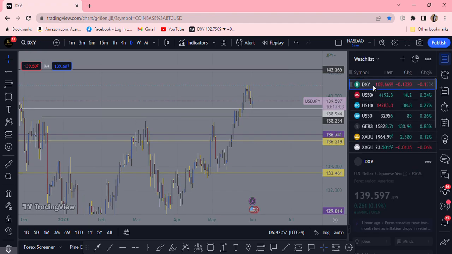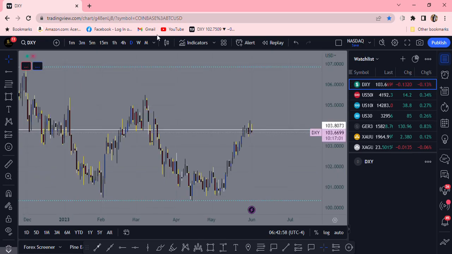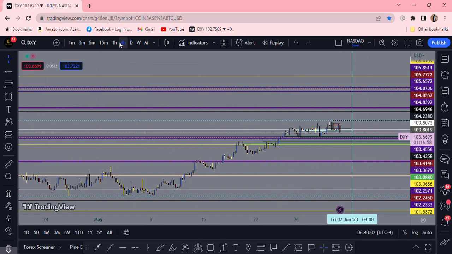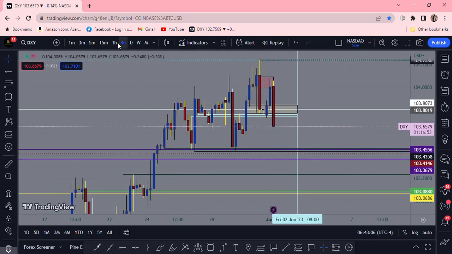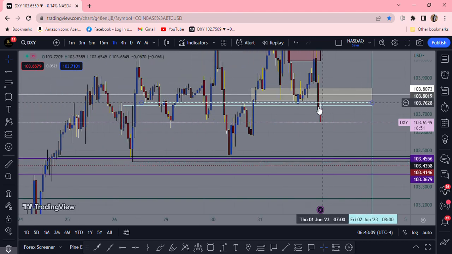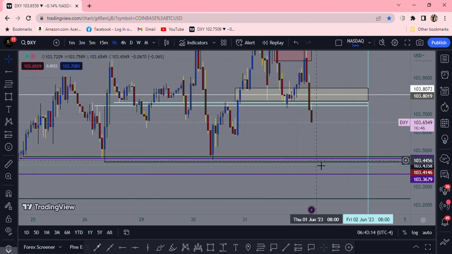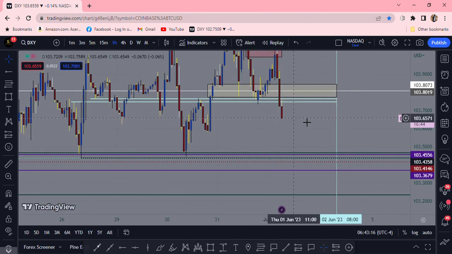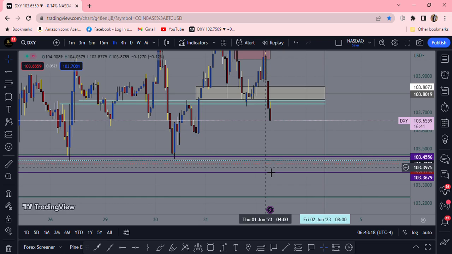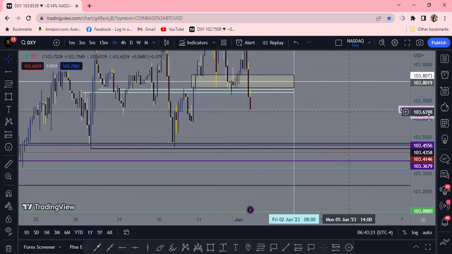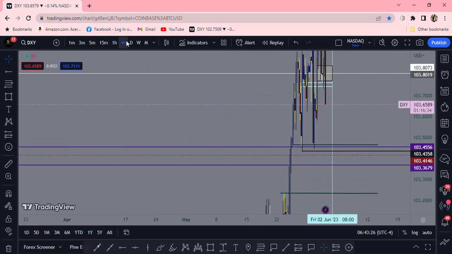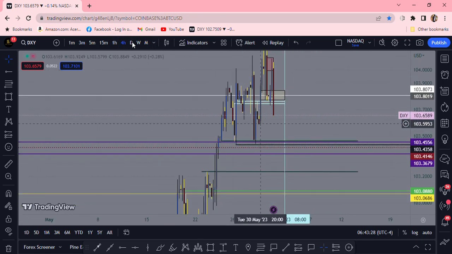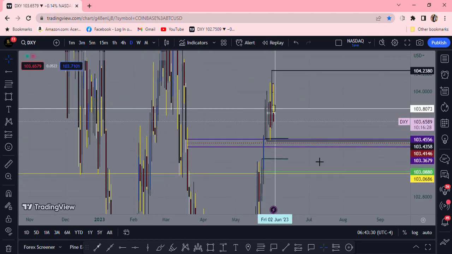See the DXY. You see? This is what I'm talking about. We are completely going to take out this low, and it should happen today. So if we do take out this low today, guys, then I know tomorrow we're definitely going bullish. We might actually reach this daily imbalance here.